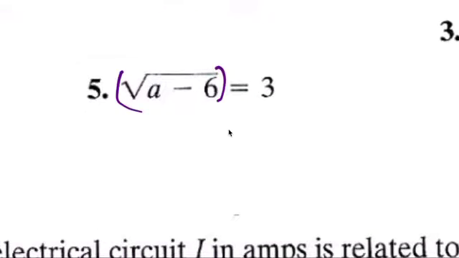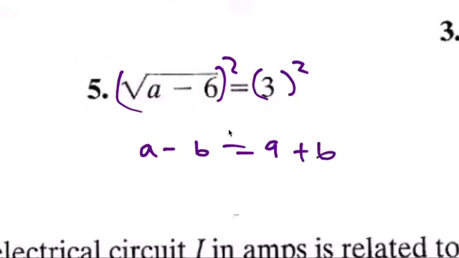Here you take the square root, and you get the square root of a minus 6 equals 9. You add 6 to both sides, a is 15.